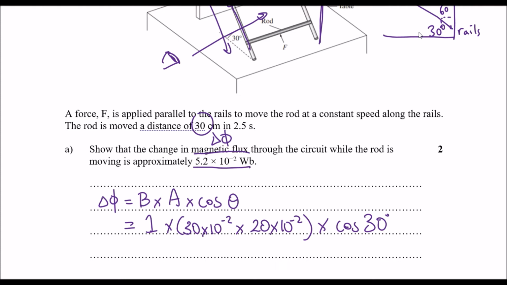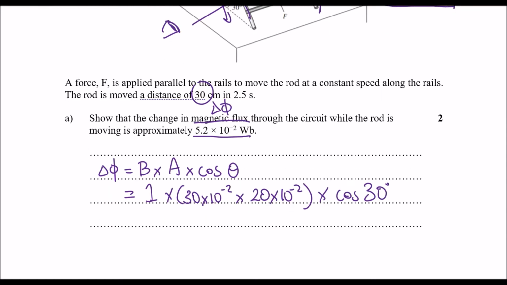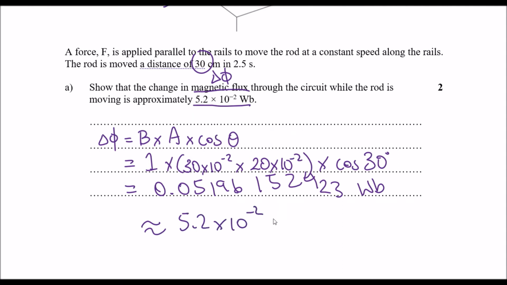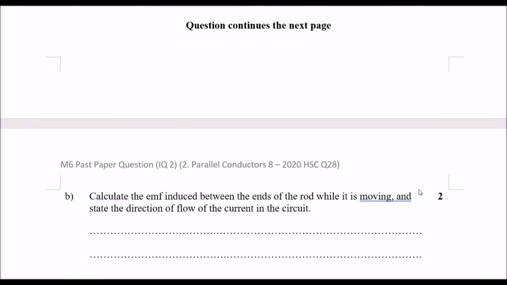Okay, so I'll plug that into my calculator and we get a flux of 0.05196 Webers, which is equivalent to an approximation of 5.2 times 10 to the minus 2 Webers. Okay, so that solves our first question. Off to the next question.